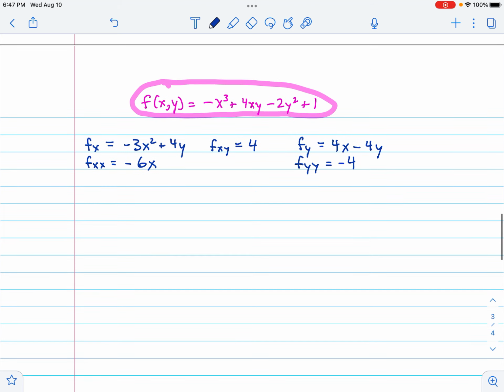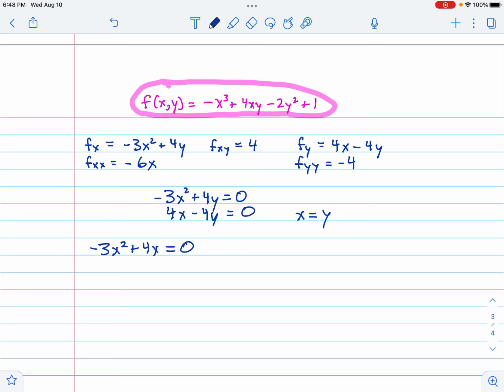Now remember, to find the critical numbers, we need to take the partial with respect to x, set that equal to 0, and the partial with respect to y, set that equal to 0. So 4x minus 4y, and we solve these simultaneously. For this one here, we get x equals y. And then we've got negative 3x squared plus 4x equals 0 because x and y are equal.